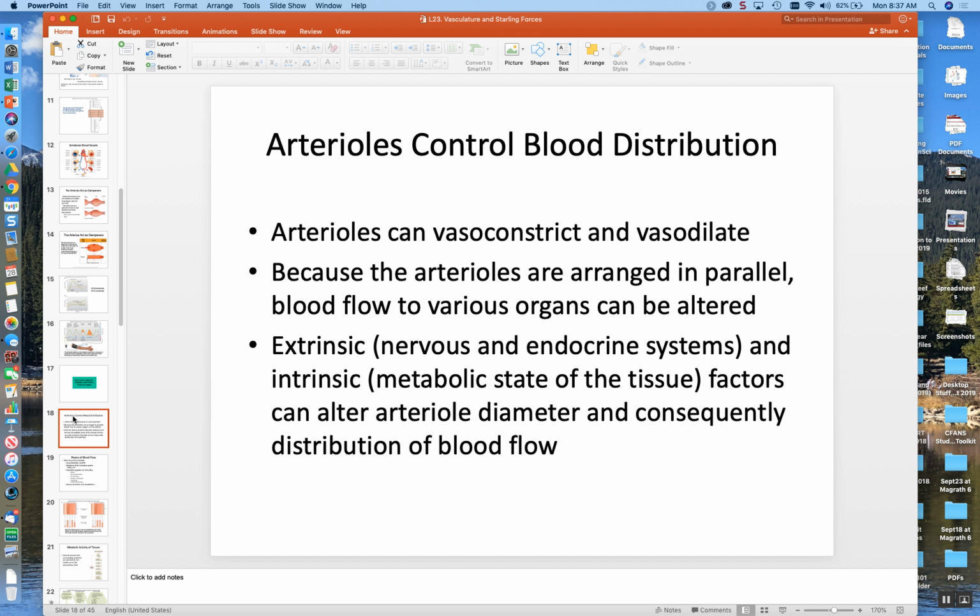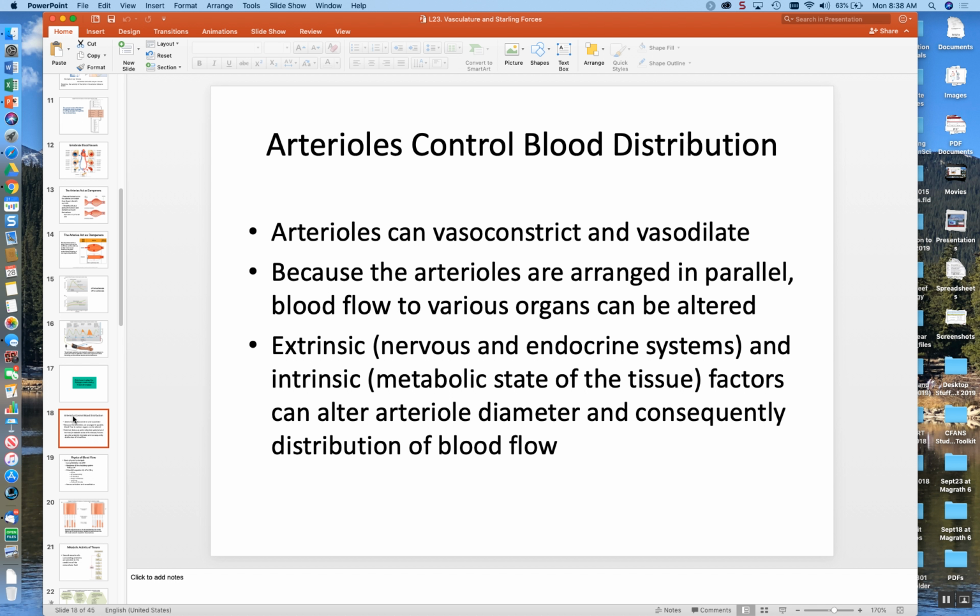So moving to the arterioles, we also talked about this last time. I talked about the difference between tubes in series and in parallel. The arterioles are arranged in parallel, and blood flows to various organs, which can be altered. Again, this is a dynamic site of regulation. It can be altered by extrinsic mechanisms. This is coming from the outside of the local environment.